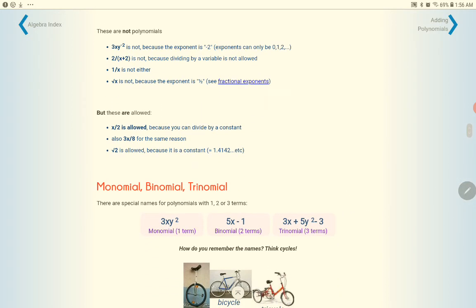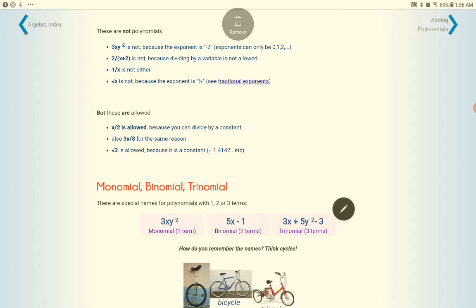So polynomial means many terms. There's a lot of different types of polynomials. We have a monomial, which means one term. So there's our one term example. Binomial means 2 terms, like 5x minus 1, and trinomial means 3 terms.